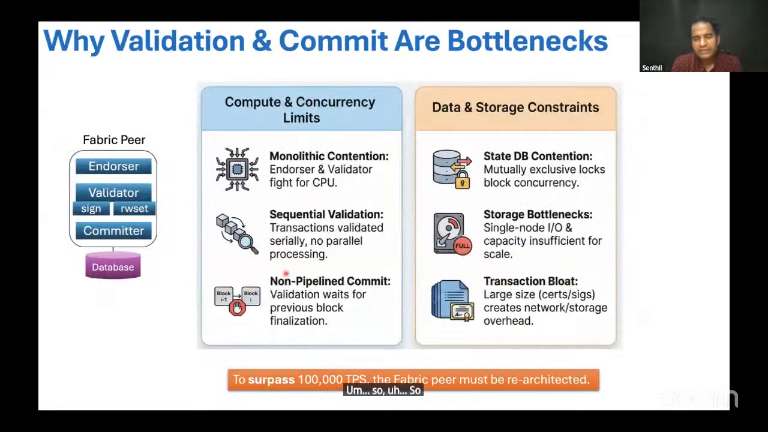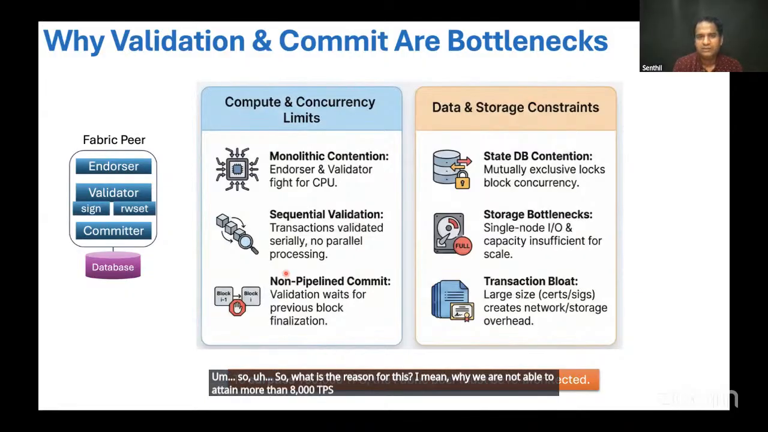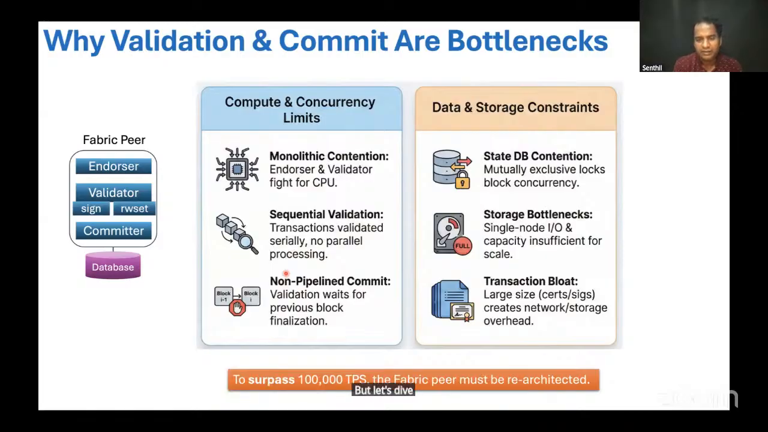So what is the reason for this? Why are we not able to attain more than 8,000 TPS or 4,000 TPS? What is the key thing? We already saw that there are some bottlenecks, namely validation and commit. But let's dive a little deeper so that we can understand what exactly we were doing wrong in Fabric.